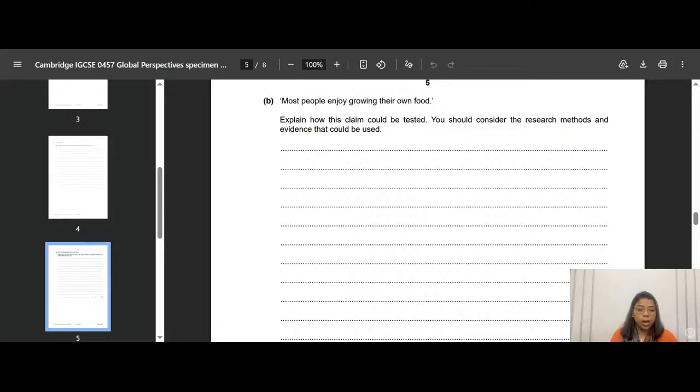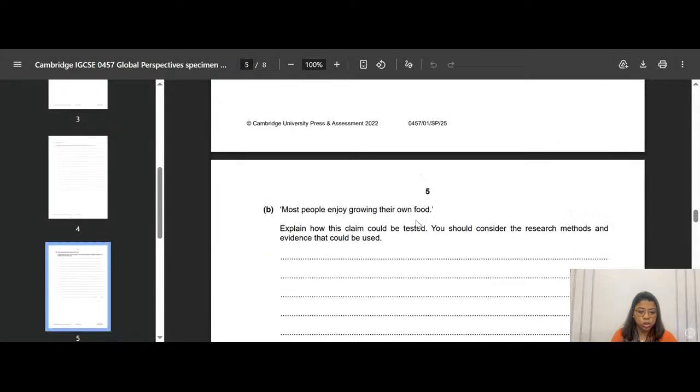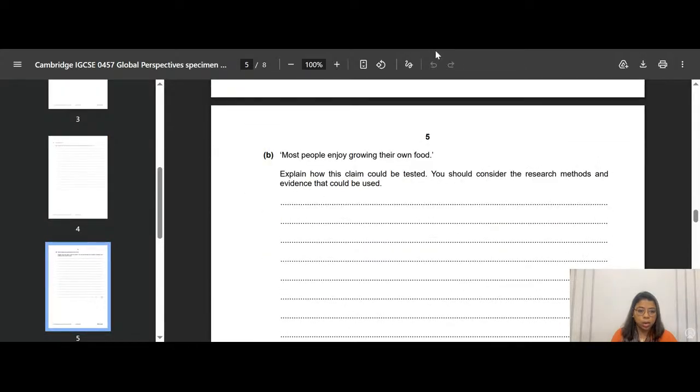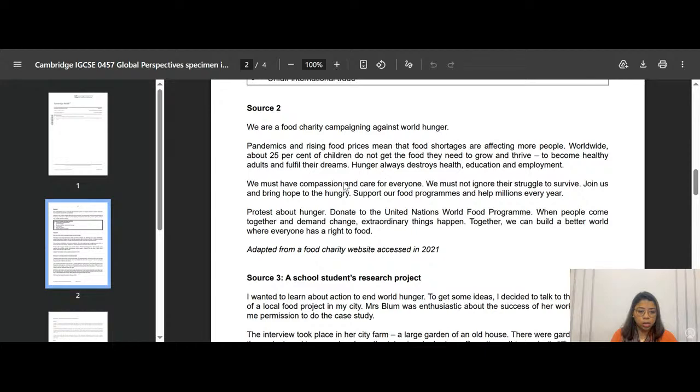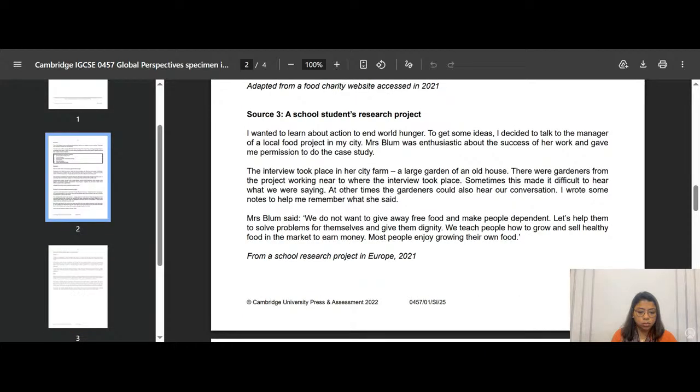All right, and let's look at the source now. Most people enjoy growing their own food. This is Source 3 they are talking about. So here we go with the source. Look at the source over here. A school student research project: I want to learn about action to end world hunger. To get some ideas, I decided to talk to the manager of a local food project in my city, Mrs.